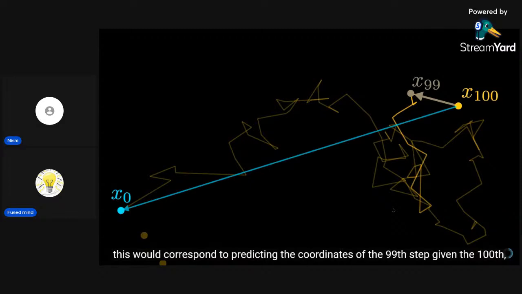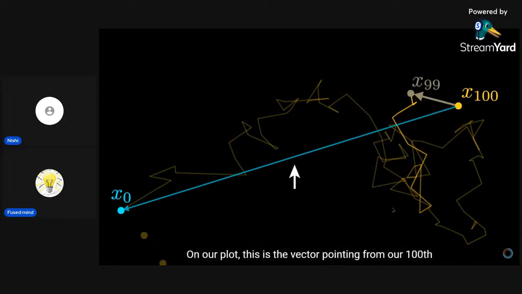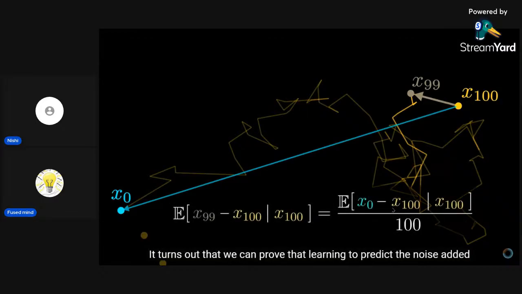The team instead trained the model to predict the total noise added across the entire walk. On our plot, this is the vector pointing from our 100th step back to the original starting point of the walk. It turns out that we can prove that learning to predict the noise added in the final step of our walk is mathematically equivalent to learning to predict the total noise added, divided by the number of steps taken.